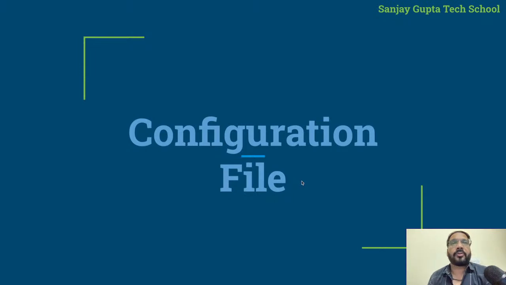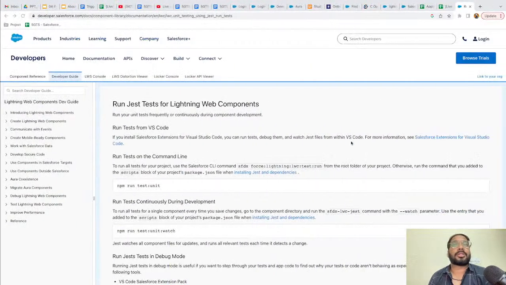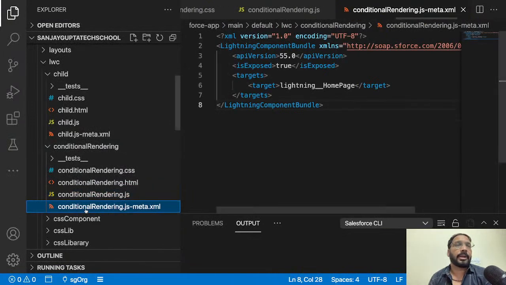So next is our configuration file. We discussed it yesterday as well. The configuration file basically defines metadata values for the component, including supported targets and the design configuration for Lightning App Builder and Experience Builder. So every component must have a configuration file. This is the naming convention and it should be in your project folder, right? So this is our meta.xml.